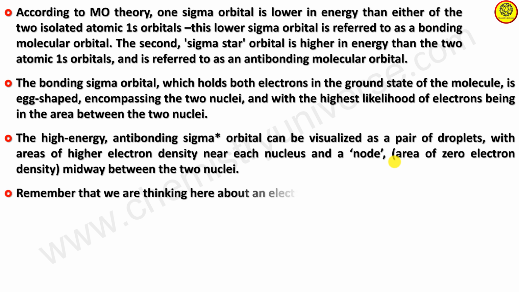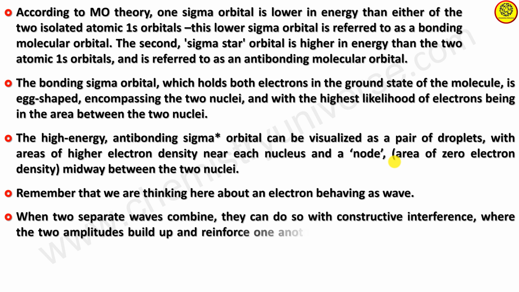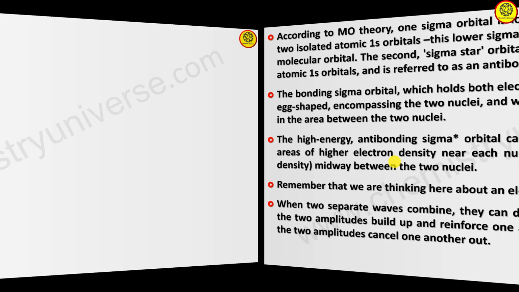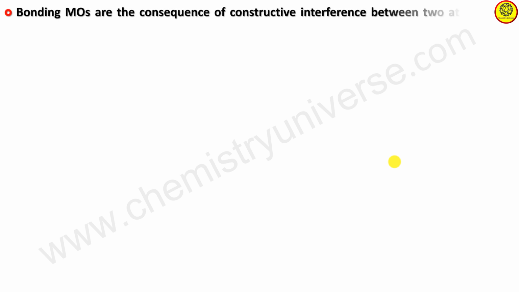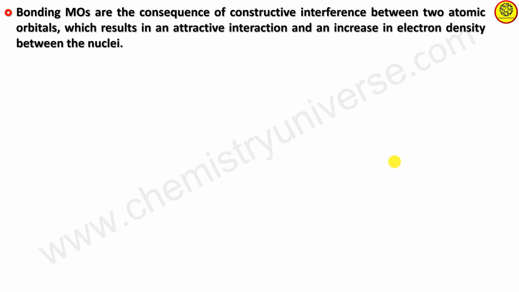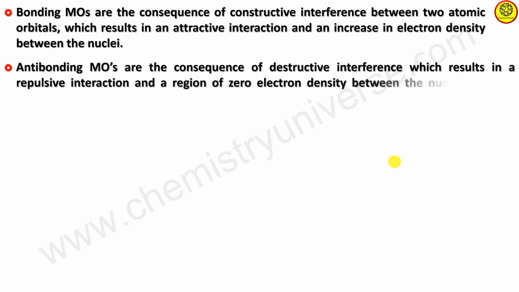Remember that we are thinking here about an electron behaving as a wave. When two separate waves combine, they can do so with constructive interference, where the two amplitudes build up and reinforce each other, or destructive interference, where the two amplitudes cancel one another out. Now, the bonding MOs are the consequence of constructive interference between the two atomic orbitals, which results in an attractive interaction and an increase in electron density between the nuclei. The antibonding MOs are the consequence of destructive interference, which results in the repulsion interaction and a region of zero electron density between the nuclei.